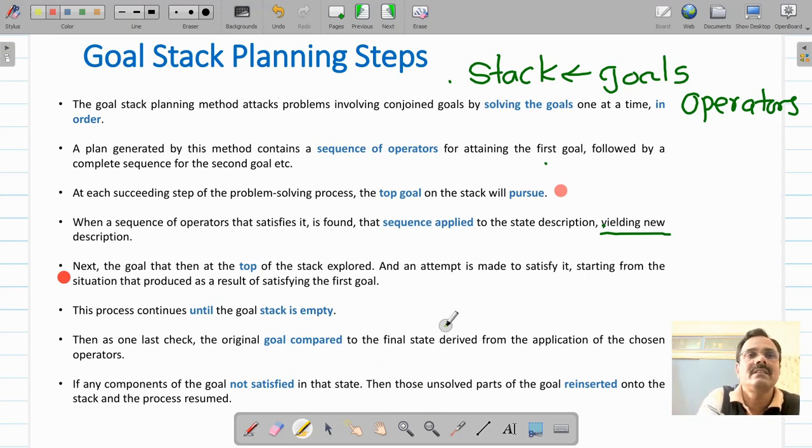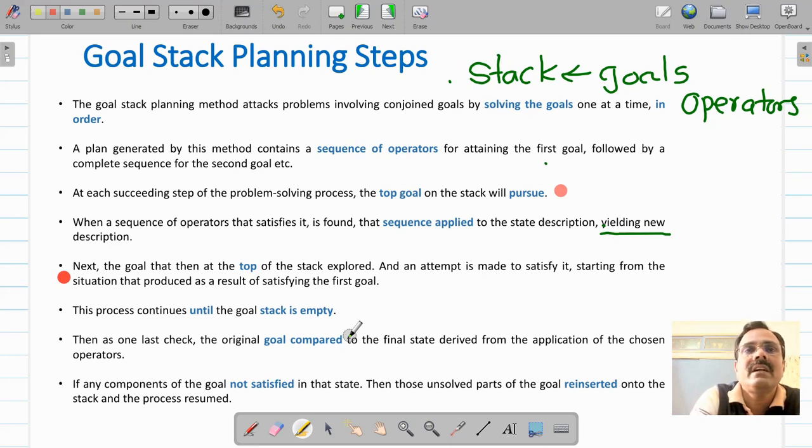Let us revise it again. In goal stack planning we have a stack. On that stack you are going to store initially the goal that you will have to satisfy, you will have to achieve. To satisfy that goal, now we have a database. That database contains operators and the current state of the world. That means the current state of your problem domain. Then what we are going to do, we are going to find out a suitable operator which you can use to satisfy that inserted goal.